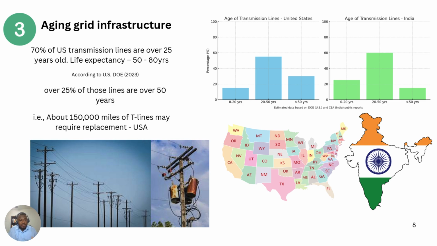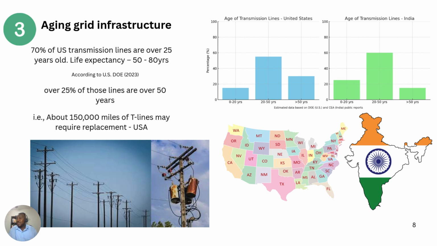Number three of them is aging infrastructure. Most of the power network that we have were built several years ago. And that was the first question in the quiz that we have, the true or false: most power grids were built over 50 years ago. And in the US, 70% of US transmission lines are over 25 years. However, the life expectancy of these lines is like 50 to 80 years, according to the US Department of Energy. And 25% of these lines are already over 50 years, which means that if you do the math, nearly 150,000 miles of transmission lines may require replacement.